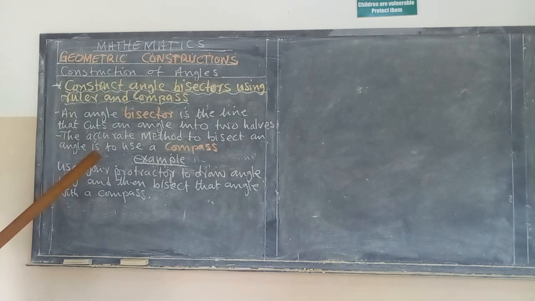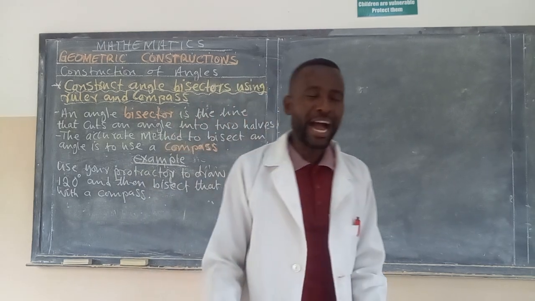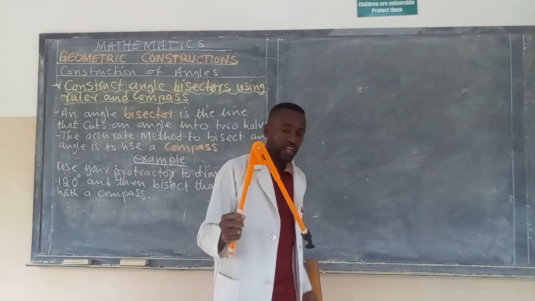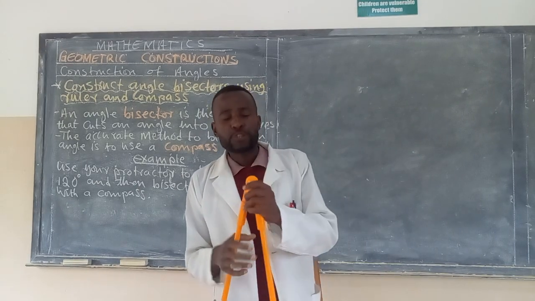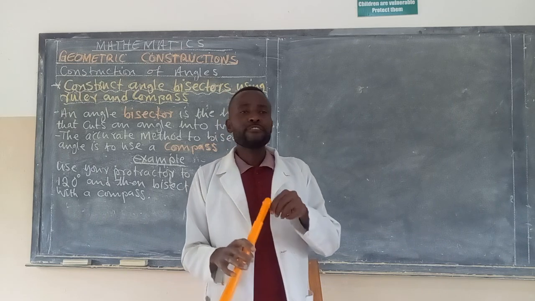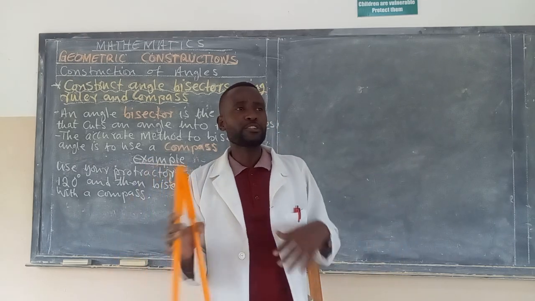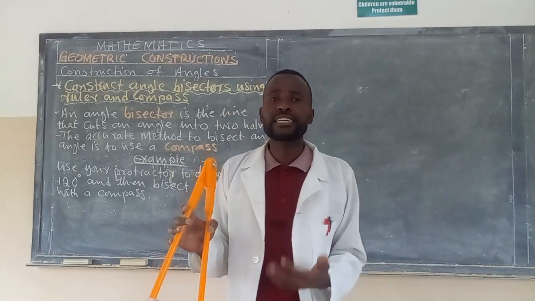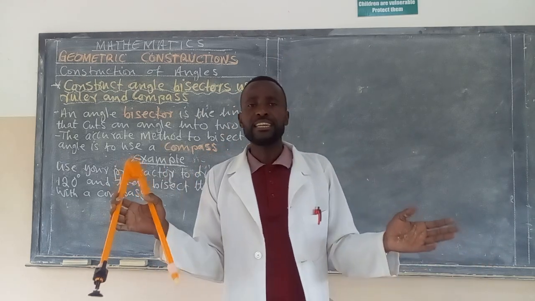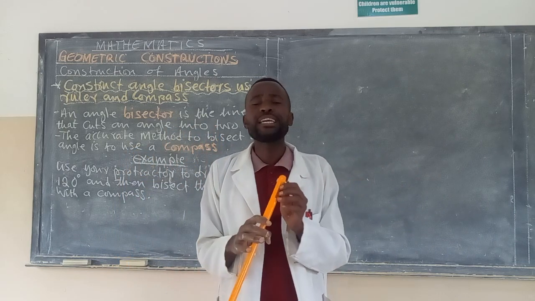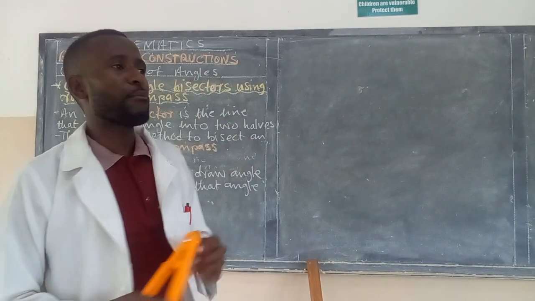So, the accurate method to bisect an angle is to use a compass. If you want to bisect an angle accurately, my dear friends, you need to use a compass. Remember, to bisect, we are simply saying that you have to cut the angle into two equal parts. If we have to bisect an angle of 60 degrees, we need to cut it in the middle, so we have 30 and 30 on this side. Both of the angles will be equal. That is what we mean by angle bisector. So we are going to see how we can bisect these angles.